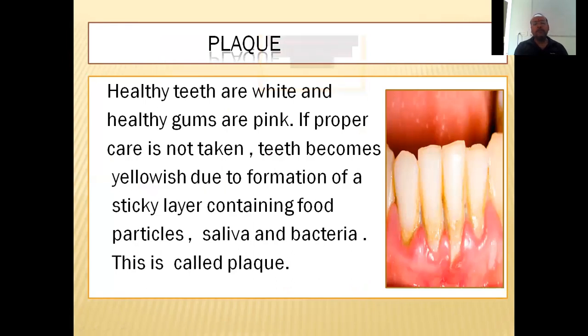Next is plaque. You might have seen some yellowish teeth. Some students, some persons have yellowish teeth. Why do they become yellow? Healthy teeth are always white and healthy gums are pink. If we do not take care properly, they become yellowish due to the formation of a sticky layer containing food particles, saliva and bacteria. This is called plaque. That is the yellowish layer that appears on the teeth. That means our teeth are not healthy, we are not taking care properly, and we have to be worried about that.